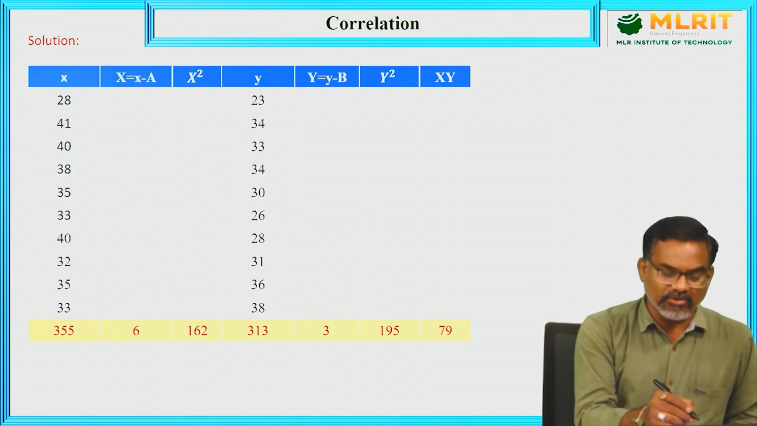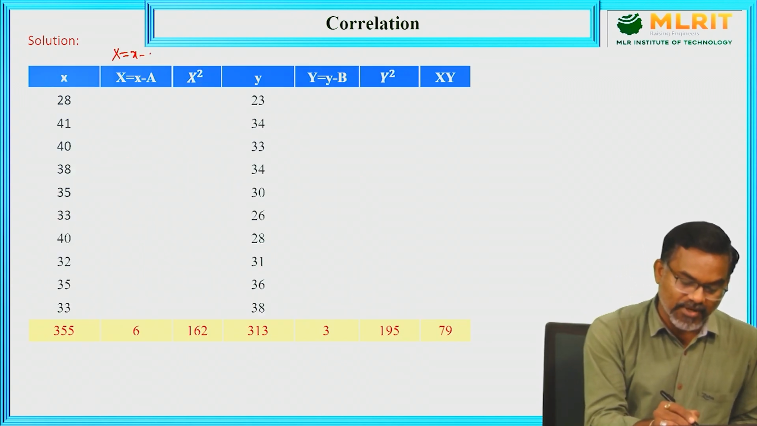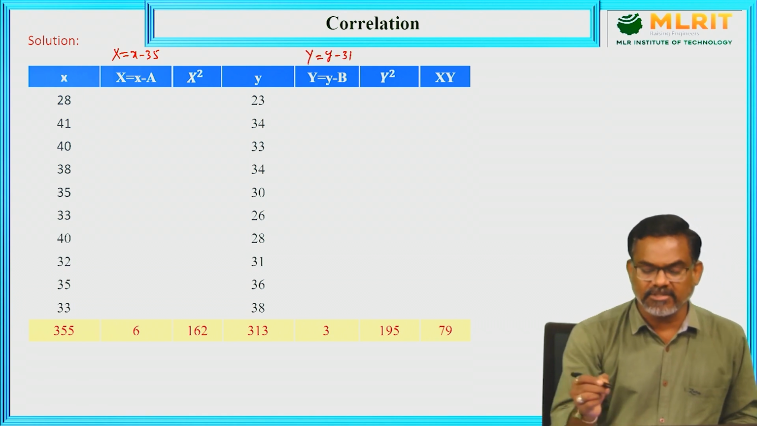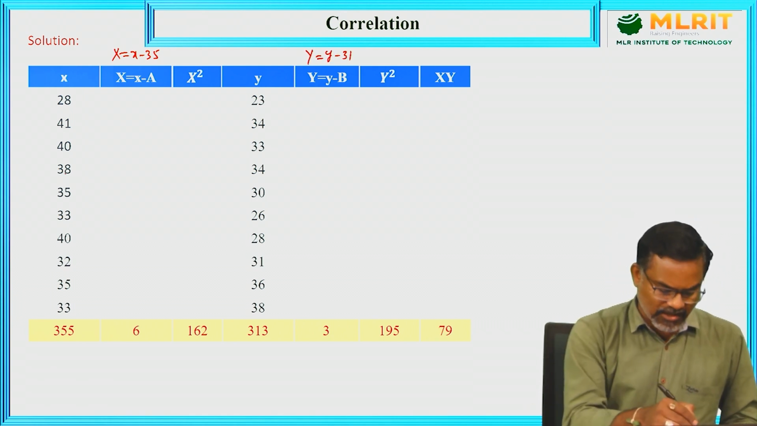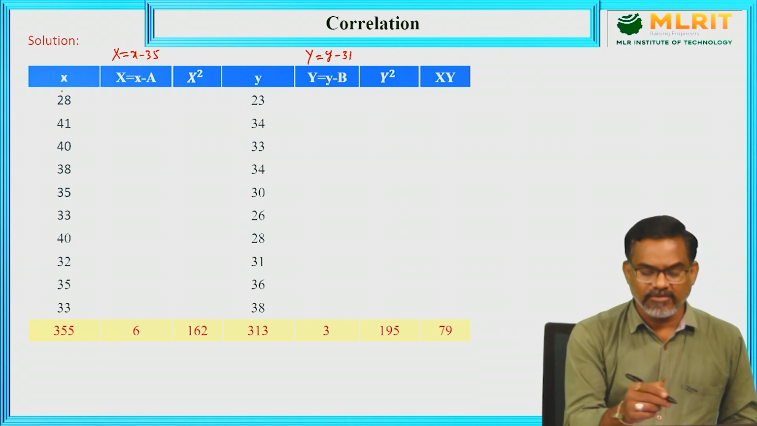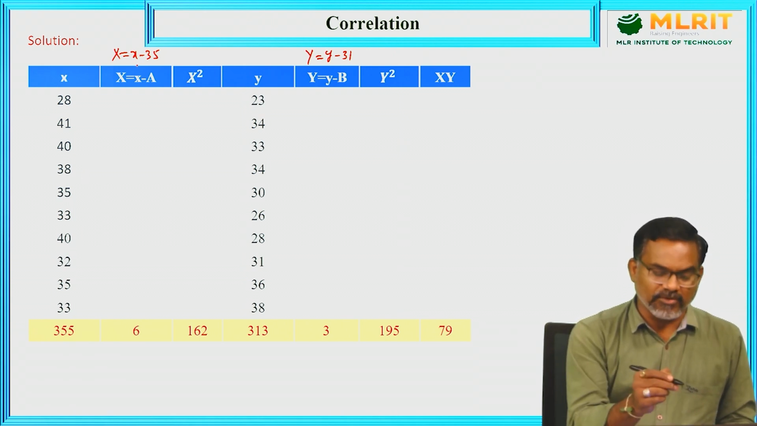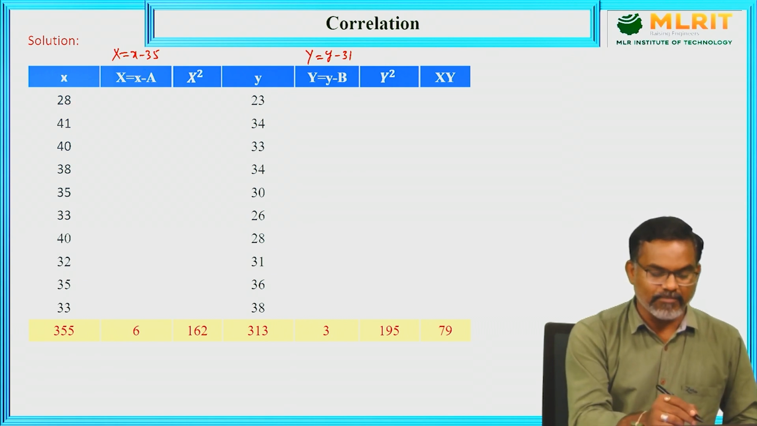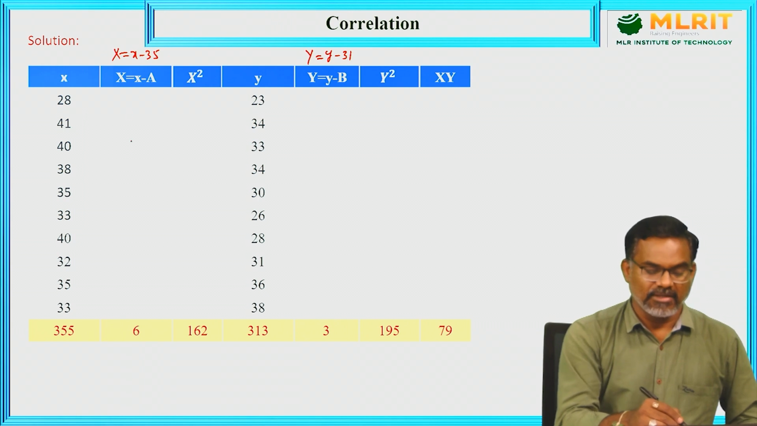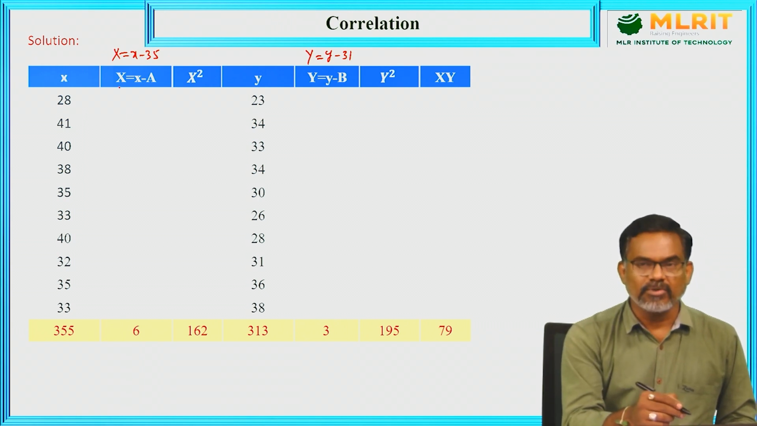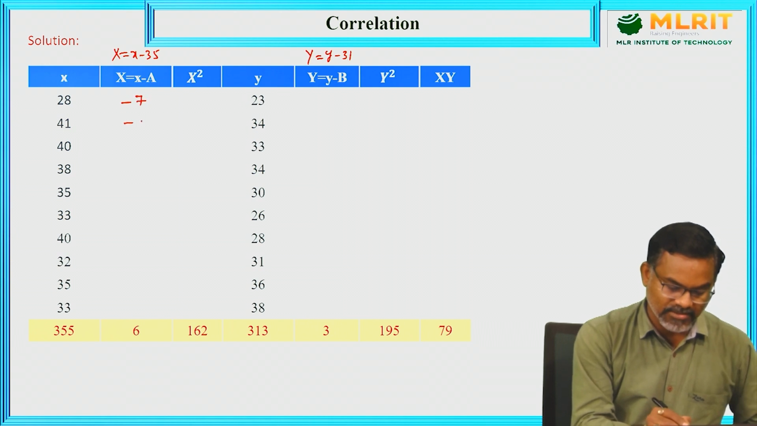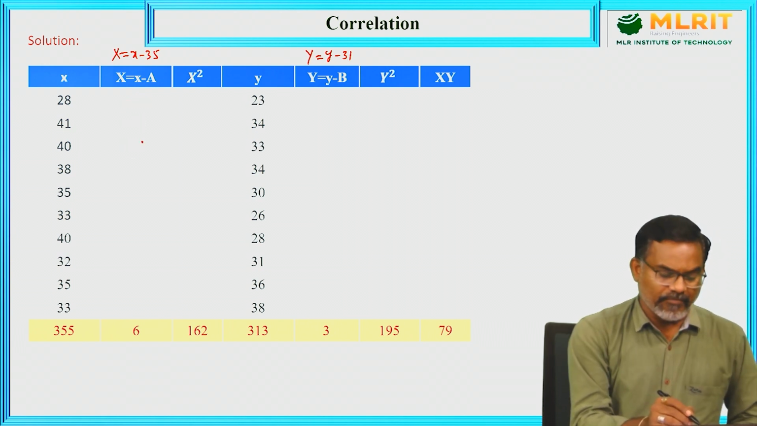Now, here A equal to 35. So, capital X is small x minus 35 and capital Y is small y minus 31 since B is 31. Now, these are the given values of x, and we need to convert this small x to capital X using this x minus A. So, x minus 35, 28 minus 35, 41 minus 35, like that we convert small x to capital X. So, this is minus 7, minus 6, minus 5.